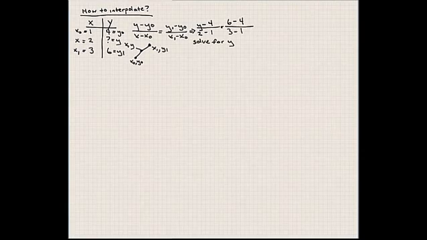And you can do that, so y minus 4 is equal to 2 over 2 times 1. So this is equal to 1, y is equal to 5. Alright, so that's how we would interpolate something.